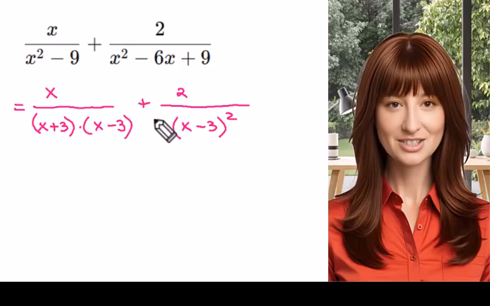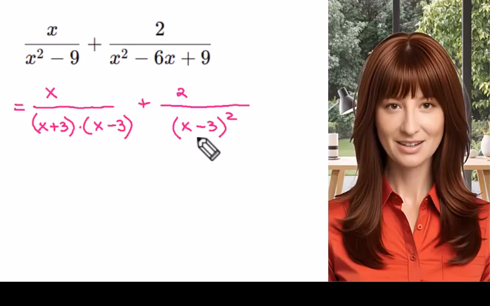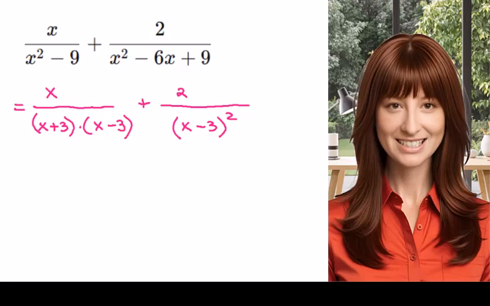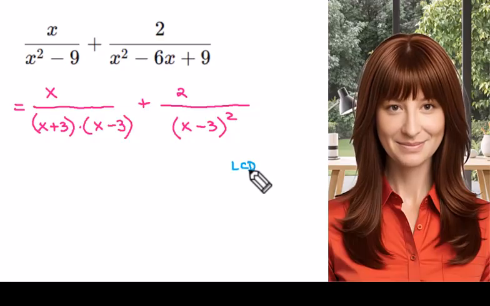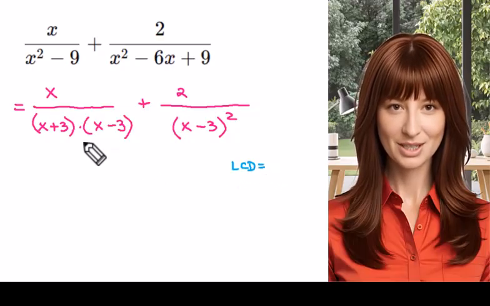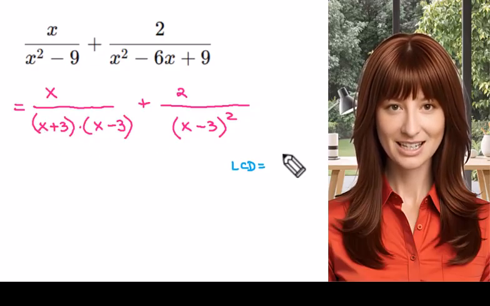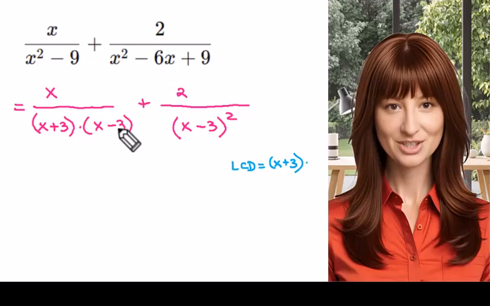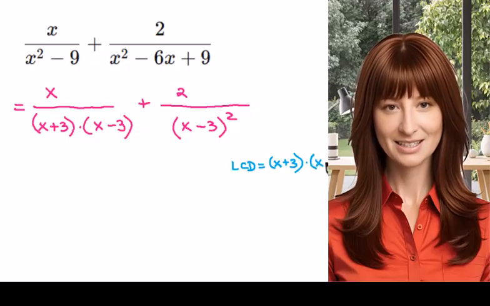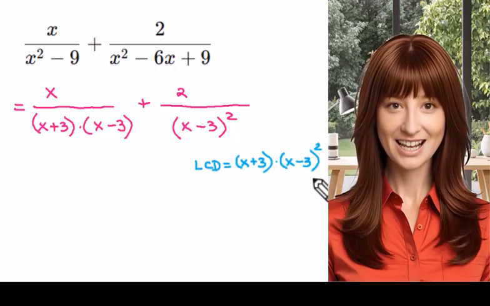And now if we look at the two denominators and we compare them, we notice that each of them has x minus 3 as a common factor. But the least common denominator, let's write it here on the side, the LCD, will be the product between the common factors and those factors that are not common. So I'm going to take x plus 3. And then for the common factor, which is x minus 3, I'm going to take that to the highest power, so the second power. So this is the LCD.